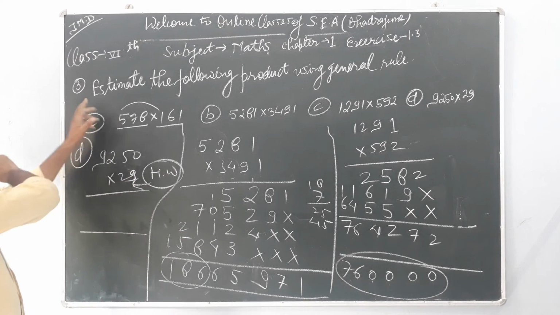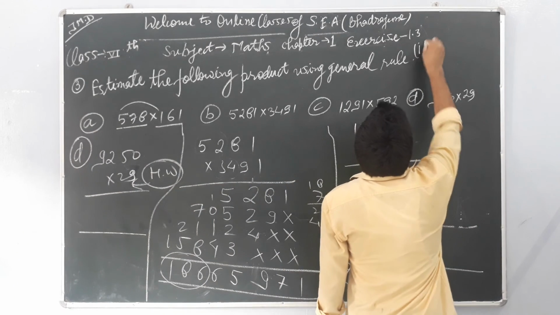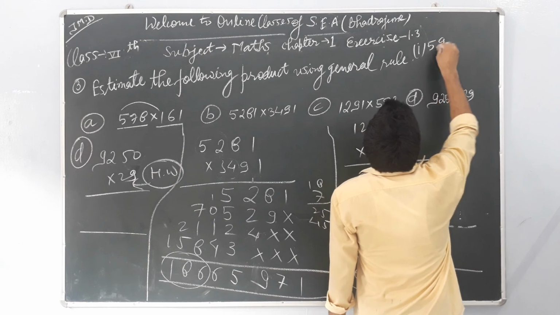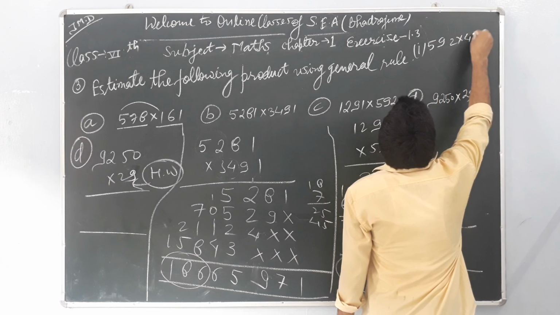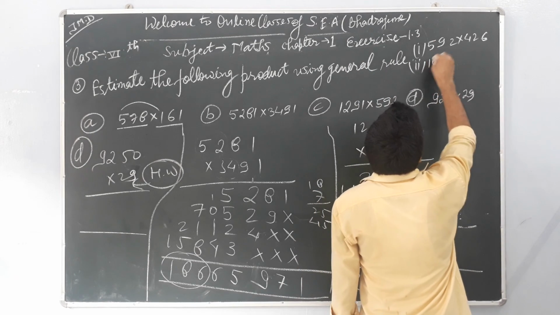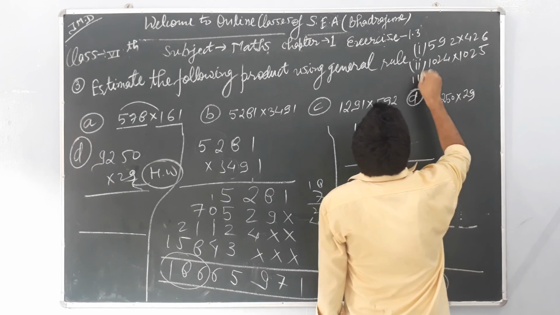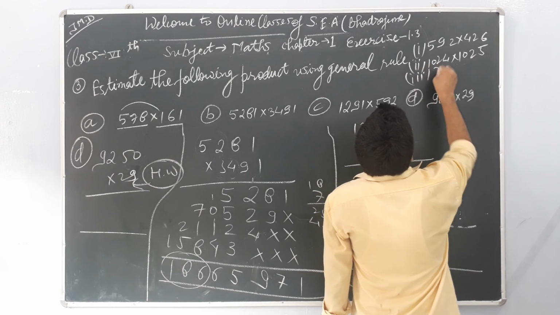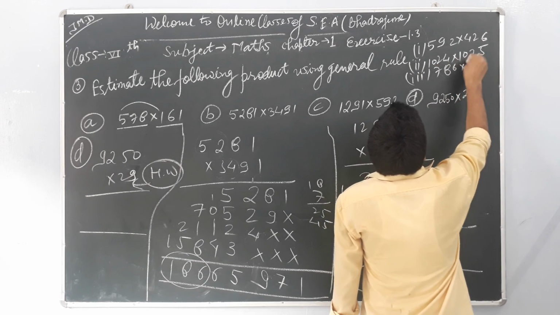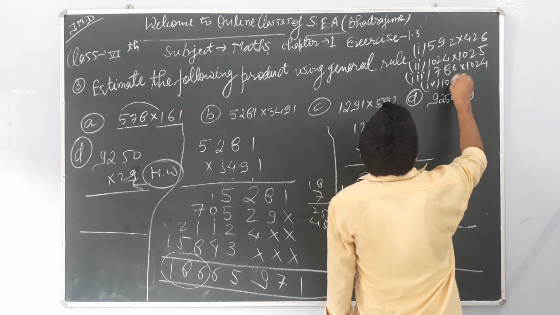We have to set 4 examples, so I am just writing 4 examples. First one is 592 multiplied with 426. Second one is 1024 multiplied with 1025. Third one is 786 multiplied with 1024. Fourth one is 1002 multiplied with 1003.